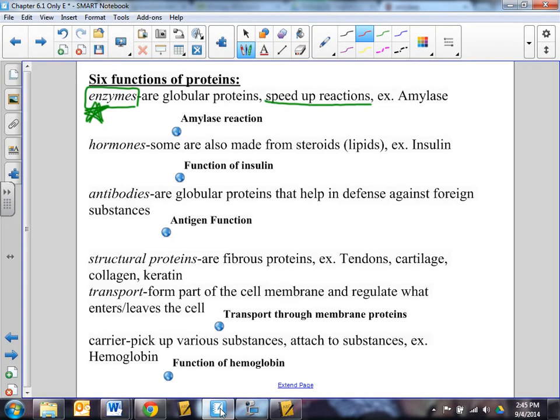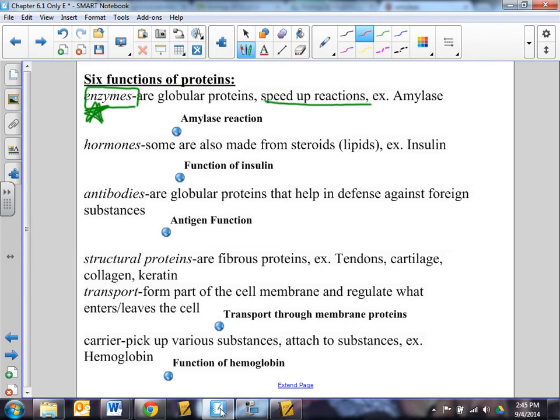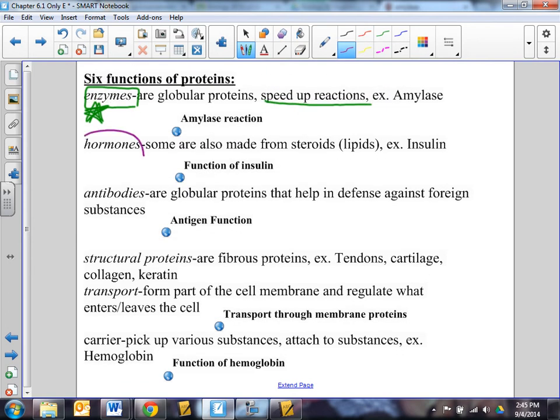Now, if we go back, another function of proteins is that they can act as hormones. Now, some hormones are not made out of proteins, so this isn't an exclusive thing. Some of your hormones are made out of lipids as well, so that would be another thing that fats can be a part of. But a good example of a protein hormone would be insulin.